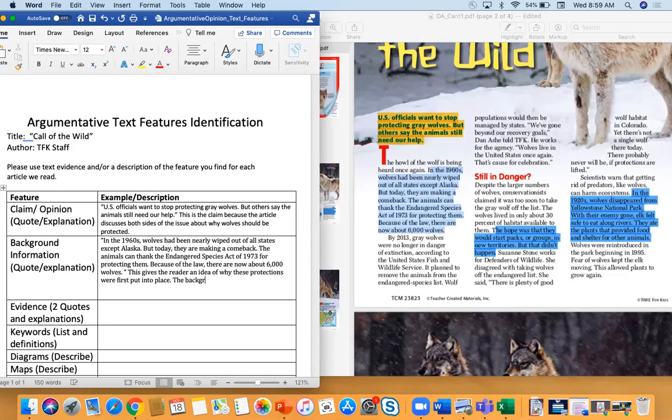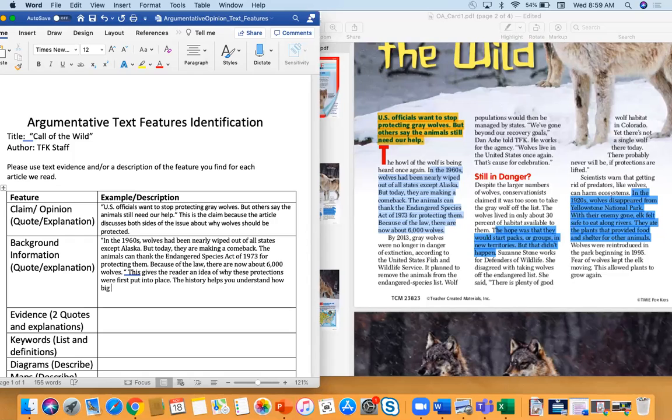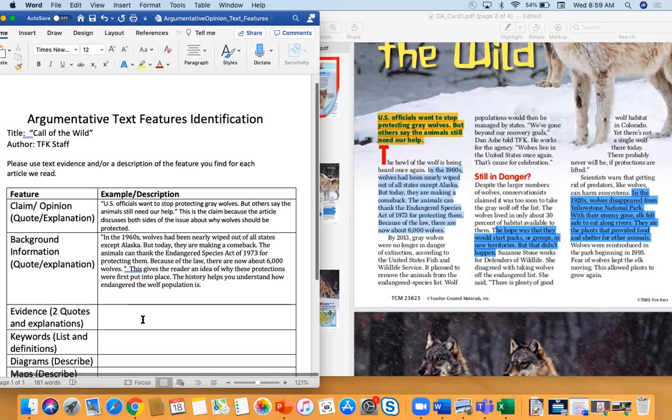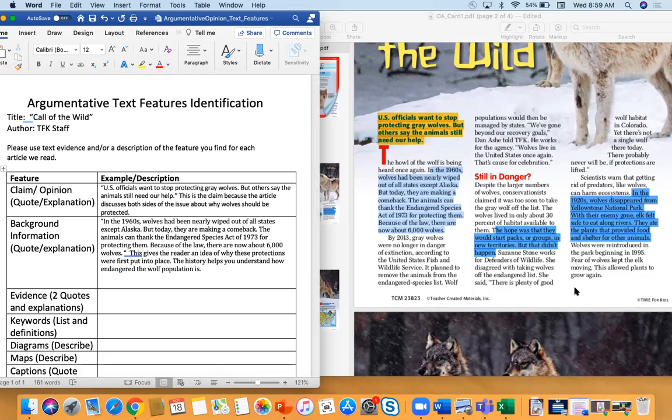The background, the history, helps you understand how big the problem, how endangered the wolf population is. Okay, so you just describe how this background information helps you understand the argument. Okay, now 2 quotes. Let's see.